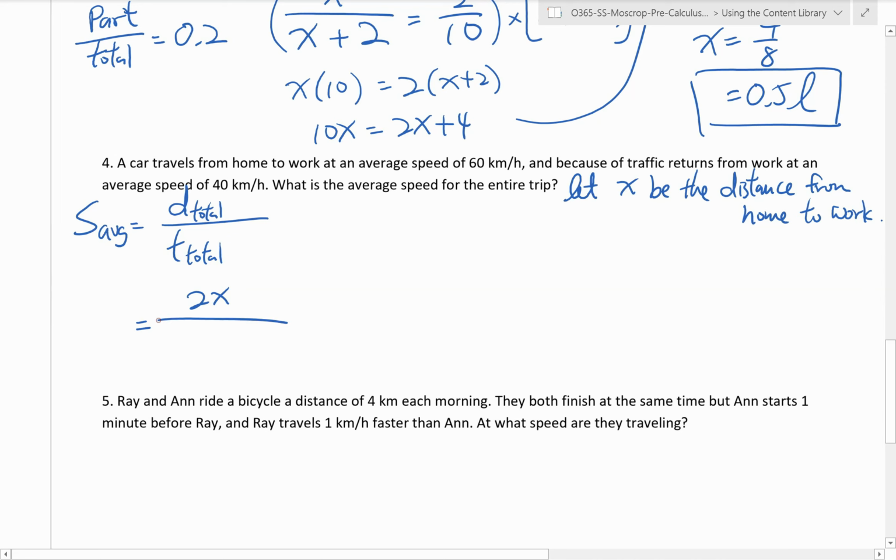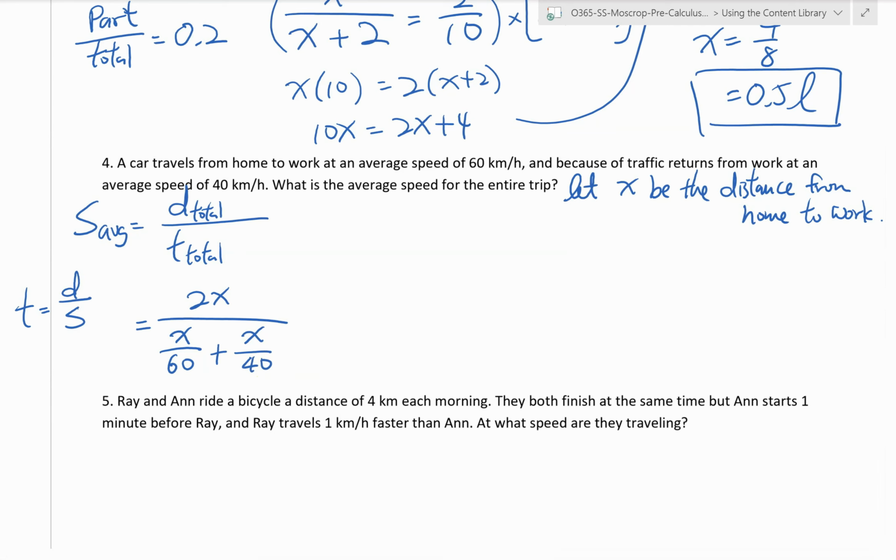Now the time in total, recall from the previous equation, time is simply equal to distance divided by speed, okay? Now the distance going to work is x, and the speed going to work is 60 kilometers per hour, plus the time coming home, right? So the distance remains the same, that's still x, but the speed going home is now just 40. So this is the actual expression for the average speed for the entire trip.